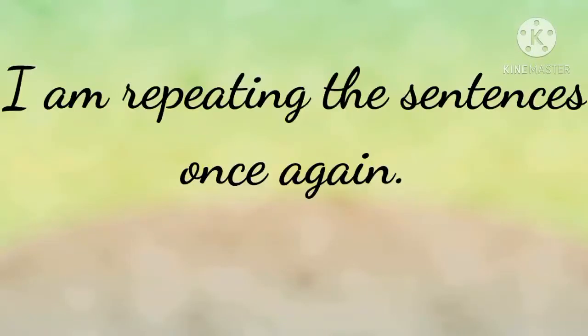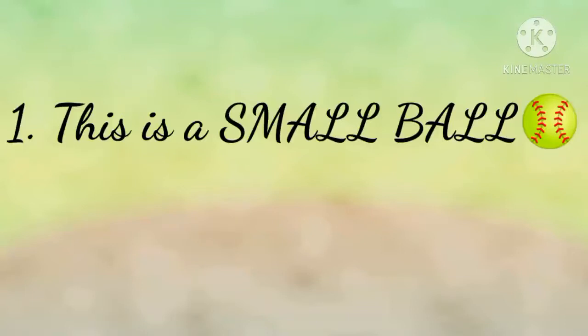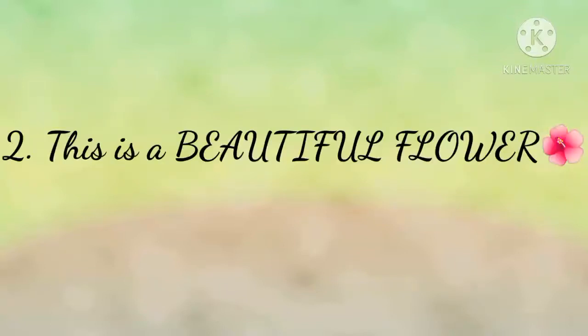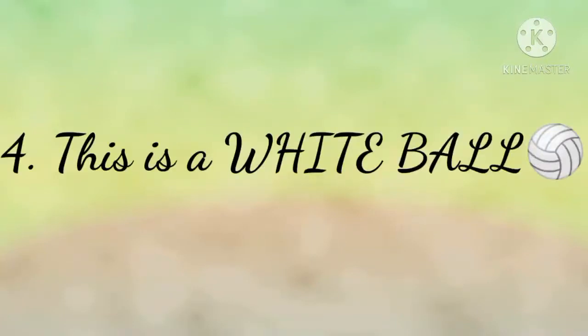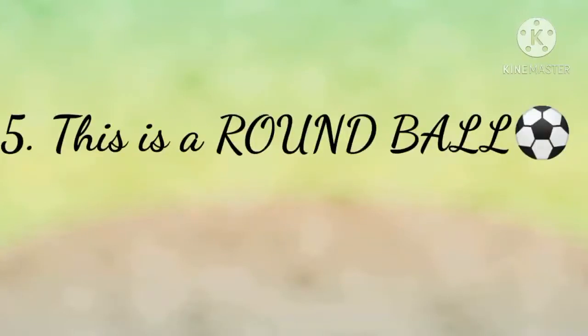So, children, I am repeating the sentences once again for you. The first one is, this is a small ball. The second one is, this is a beautiful flower. The third one is, there are two pencils. The fourth one is, this is a white ball. The fifth one is, this is a round ball.